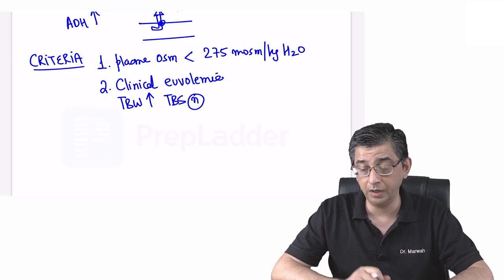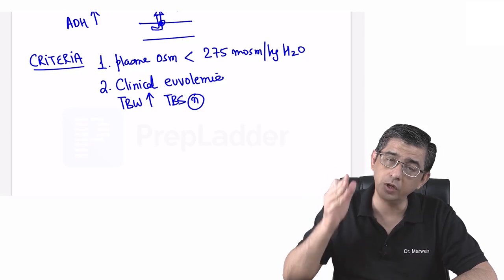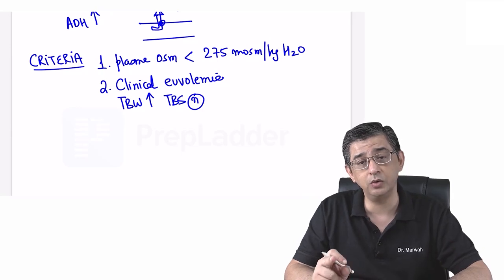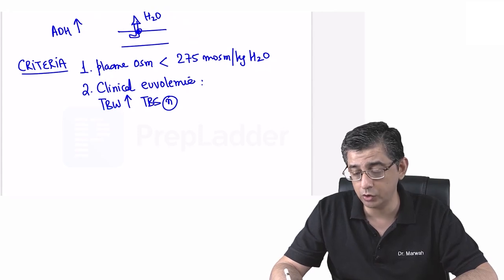I repeat the fact, in hypervolemia, both are increased. Total body water is also increased, total body salt is also increased. But in euvolemia, it is only water that is increased. Total body salt will be definitely normal. So how do I demonstrate there is euvolemia?